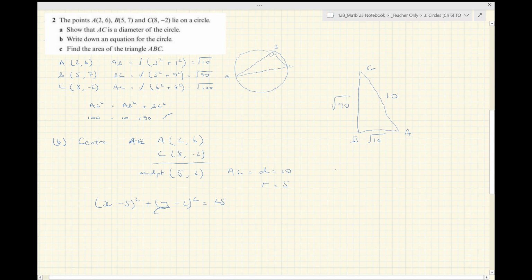And to find the area of a triangle, I simply do the base multiplied by the height divided by 2. Well, that's going to be the square root of 900 divided by 2, which is 30 divided by 2, which is 15. And that is question 2 sorted.